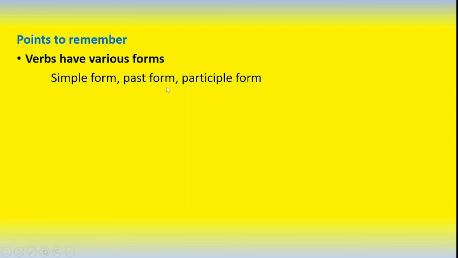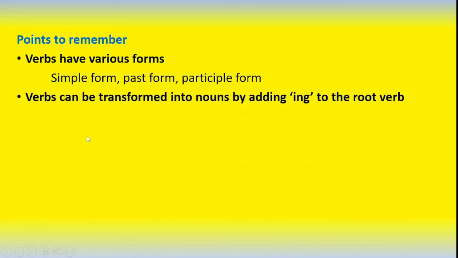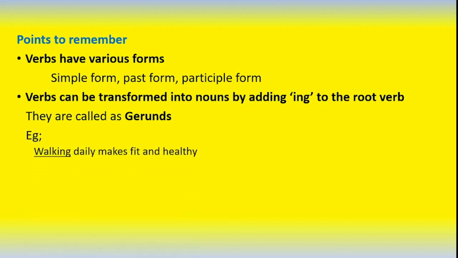What is the simple form, past form, participle form of a verb? Then, verbs can be transformed into nouns by adding ing to the root verb. So how can it be transformed into a noun, and what is it called? It is called a gerund. You might have heard this concept. We are going to discuss gerunds in detail in the future classes. But you should know we can convert the verb into a noun by adding ing.